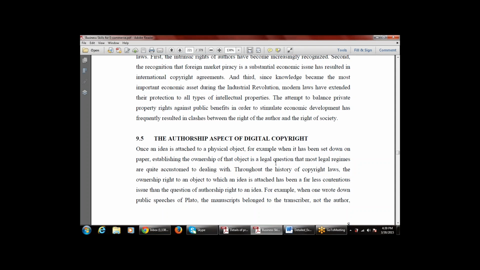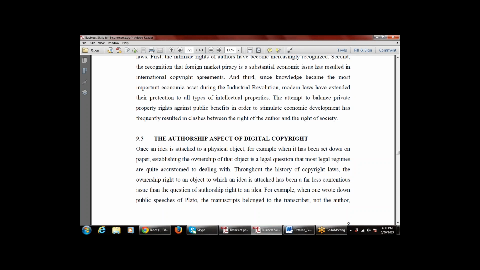So establishing the ownership of that object is a legal question that most legal regimes are quite accustomed to dealing with. Throughout the history of copyright laws, the ownership right to an object to which an idea is attached has been a far less contentious issue than the question of ownership right to an idea.